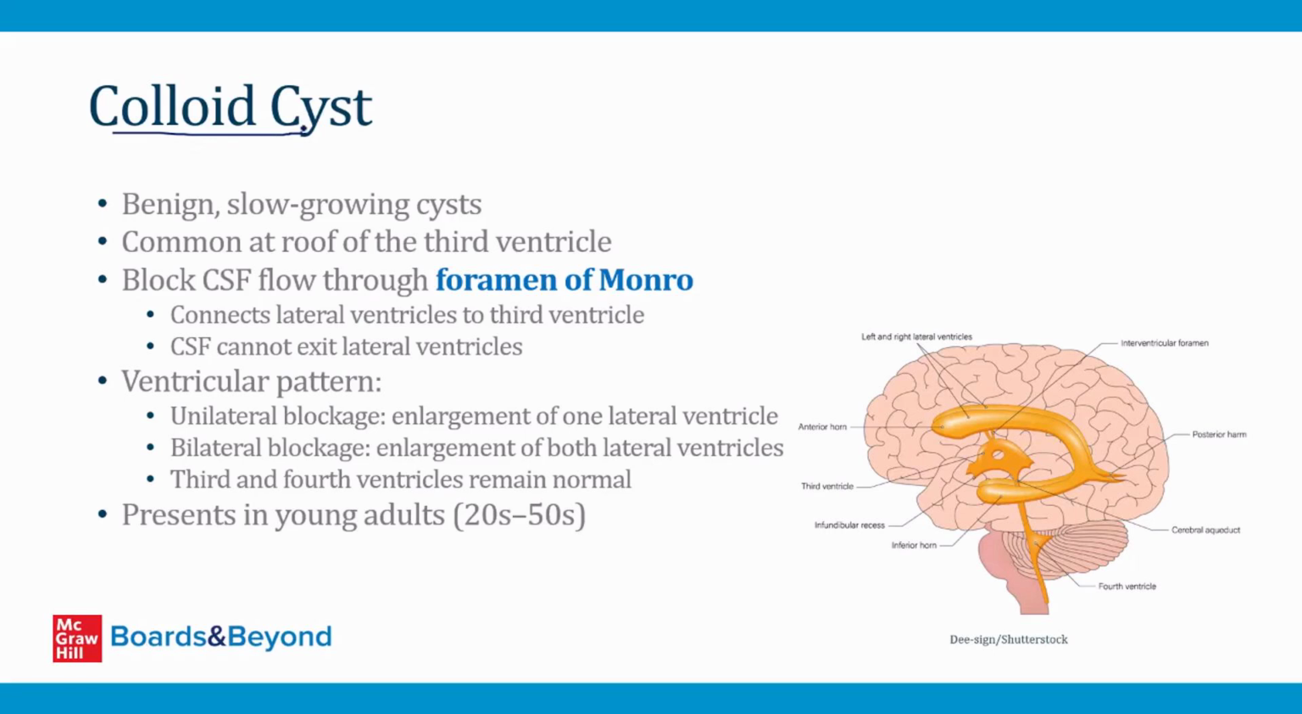Colloid cysts are cysts that develop in the brain. They're benign and slow-growing, and they're common at the roof of the third ventricle. So if we look at this drawing on this slide here, this is the roof of the third ventricle, and that's where you find the interventricular foramen, also called the foramen of Monro.